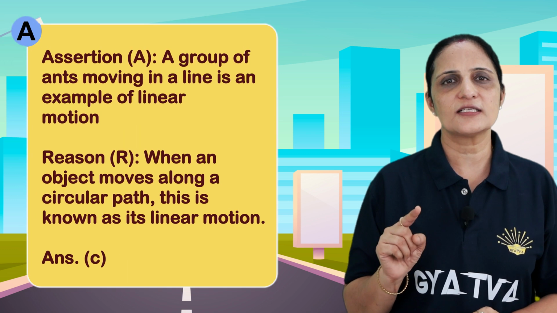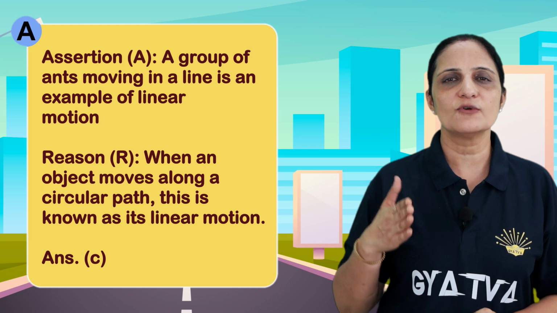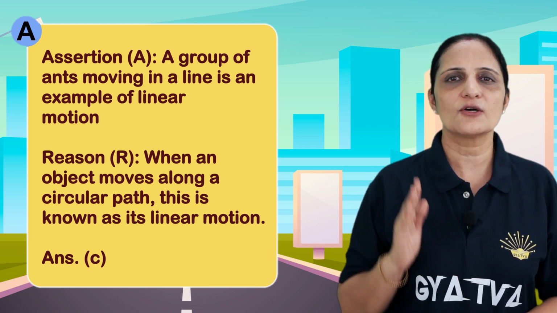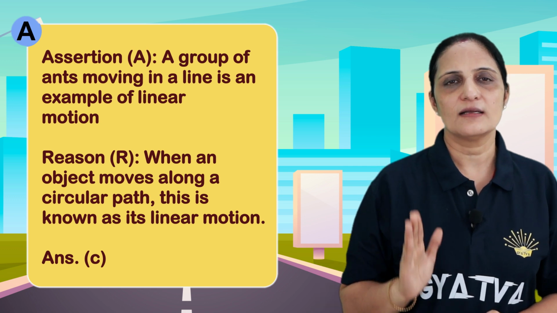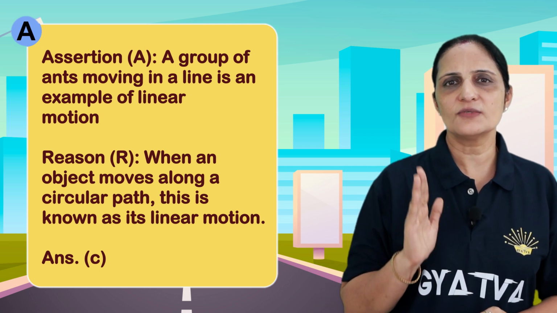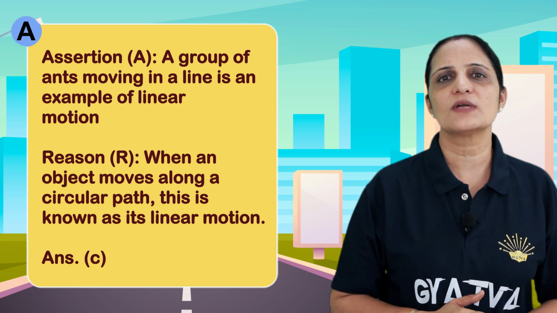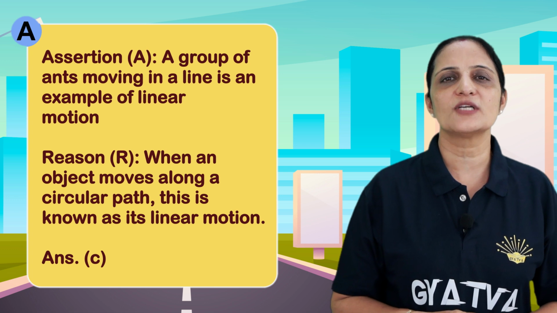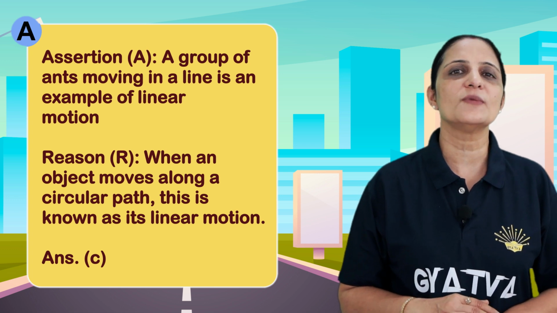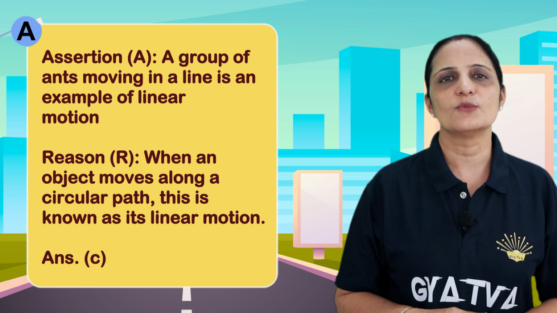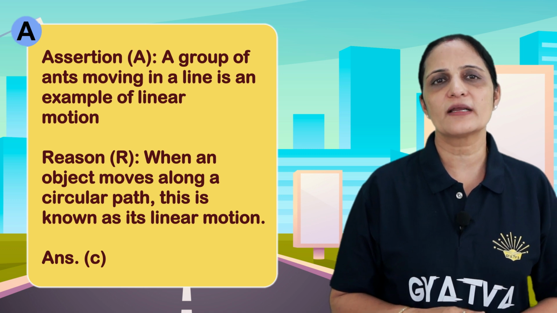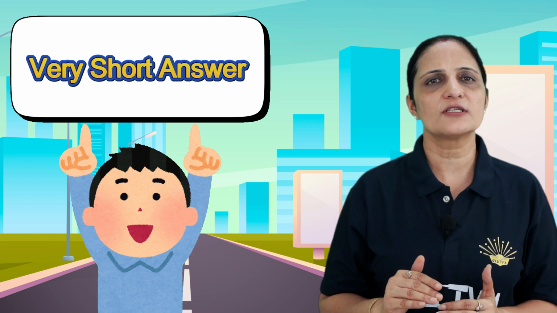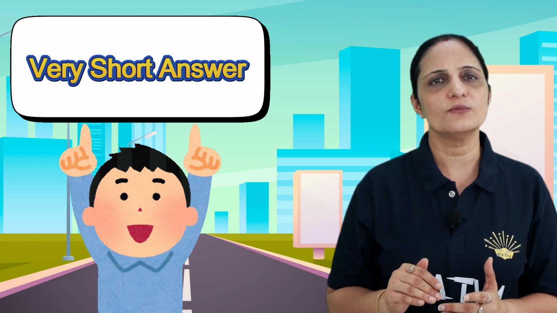Question number 5, assertion: a group of ants moving in a line is an example of linear motion. Absolutely true, because they are moving in a straight line. Reason: when an object moves along a circular path, this is known as linear motion. So this is a wrong statement, because when an object is moving in a circular path, it is said to be circular motion. So which option would be correct? Option C. Now we come to the very short answer type questions, which are of 1 or 2 marks.